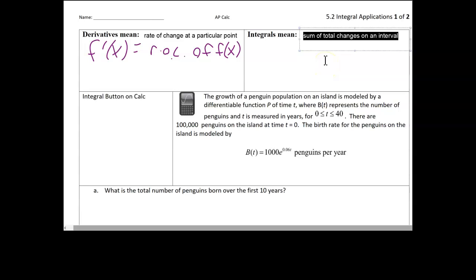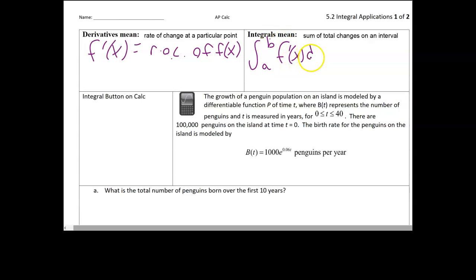So still studying calculus, we're still looking at change, right? Remember, we're studying the mathematics of change here. But this time the integral is the sum of total changes on an interval. So I'm going to write this down in mathematical notation. Here's where you want to be very careful that you copy the notation down correctly, because this is what we're trying to learn here. So the integral from a to b of f prime of x dx is the total change of f of x on a to b.